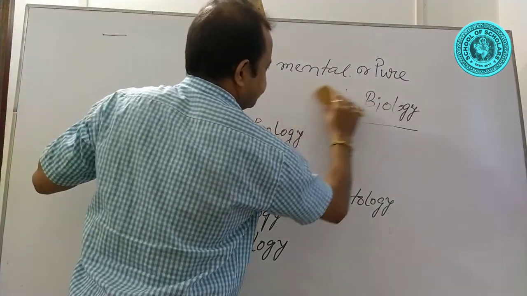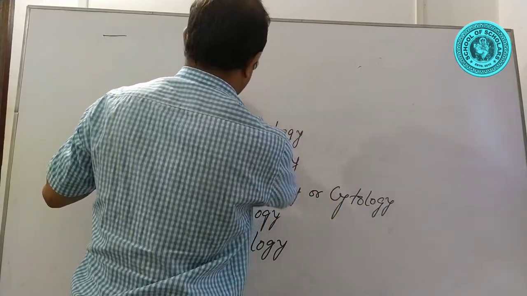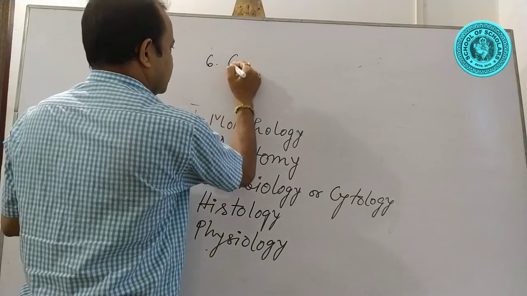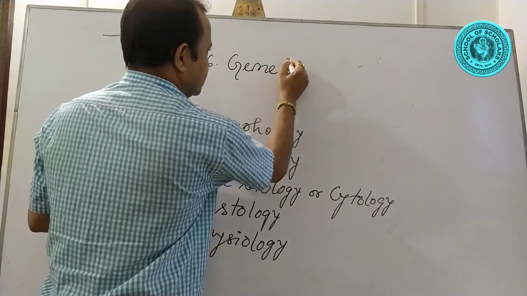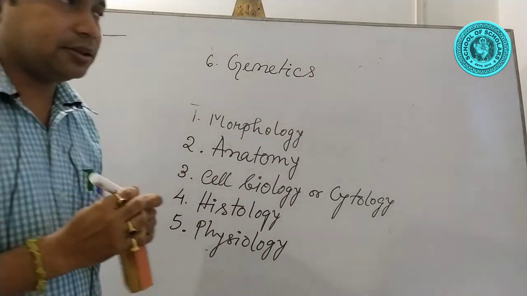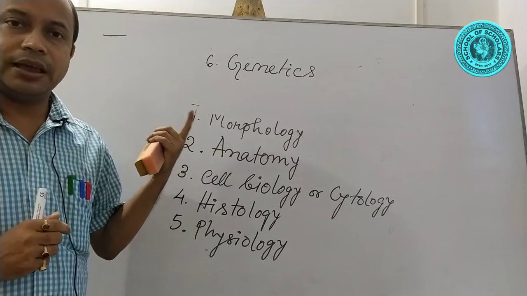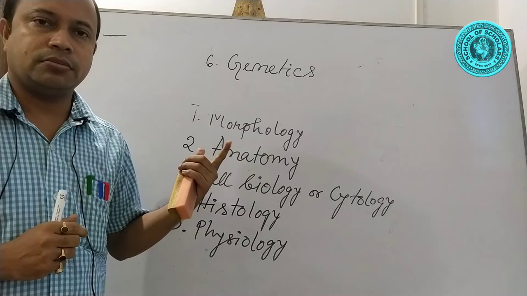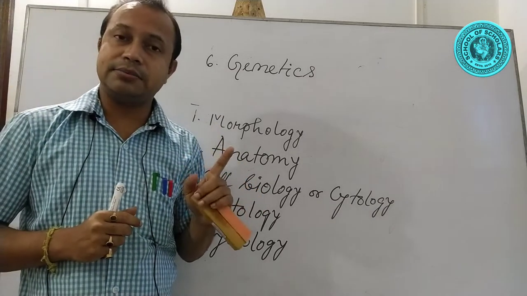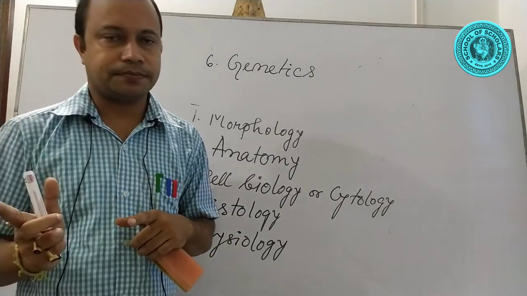Next one is genetics. Genetics is a fundamental branch which deals with the study of heredity and variation. What is heredity? Heredity is the method or mechanism of transmission of characters from parent to offspring.